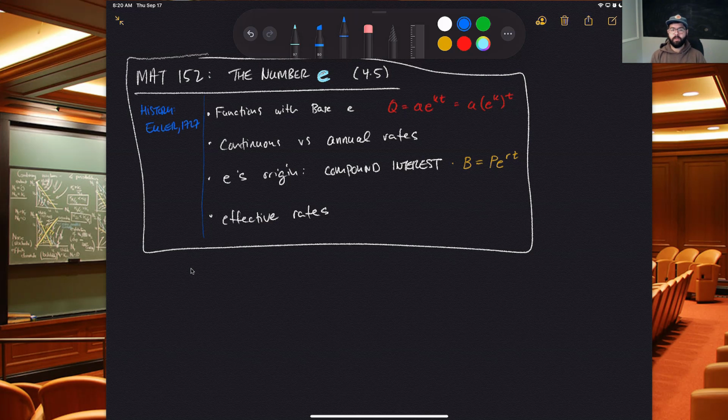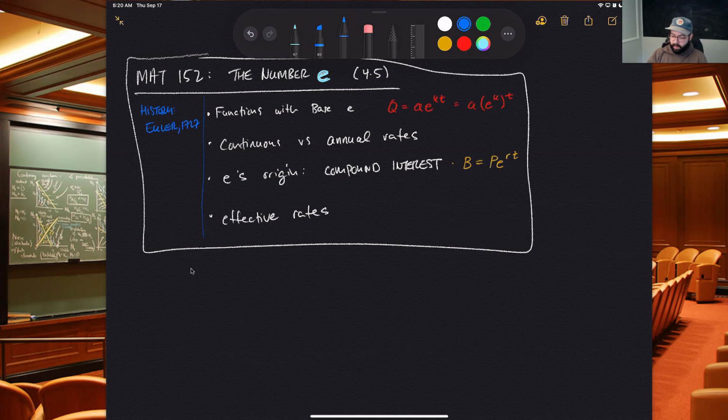But he discovered or introduced this number back in the early 1700s from the idea of compound interest and increasing the frequency and taking the limit of that behavior. And we'll take a look at how that works in a bit.